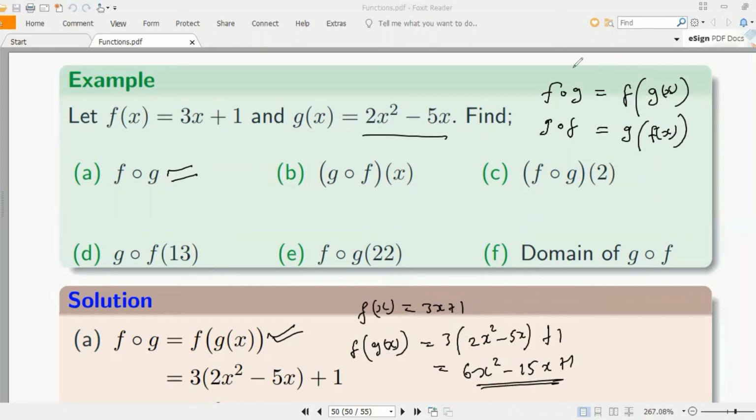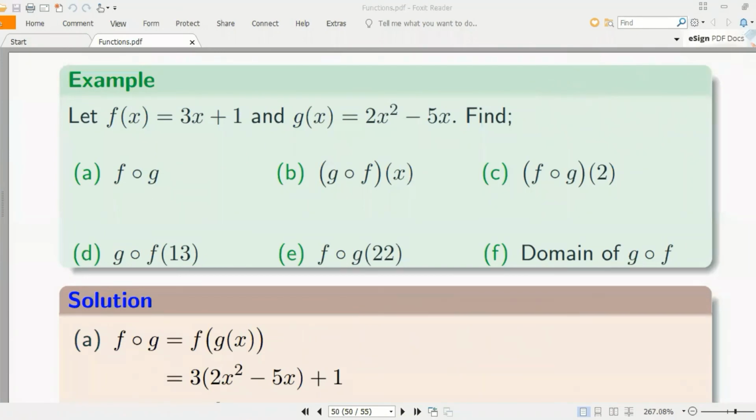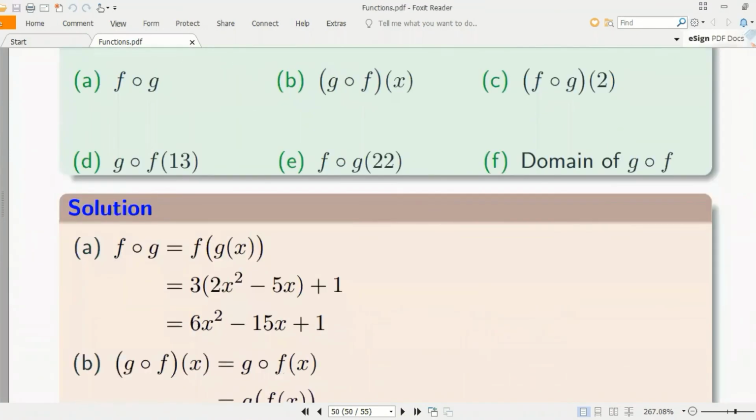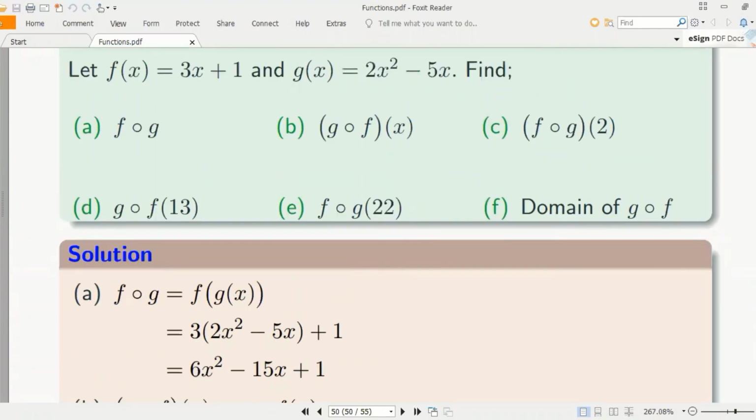That is the answer. It's very easy when you are dealing with these things. When you are doing these things, you enjoy it. That's how I got this answer. Now look at this other one.